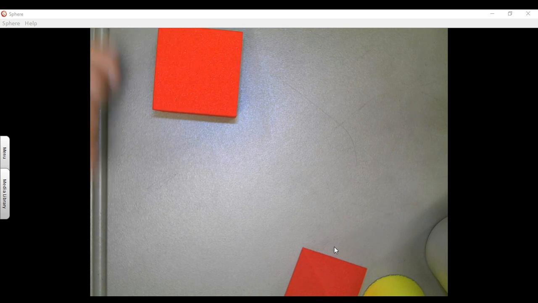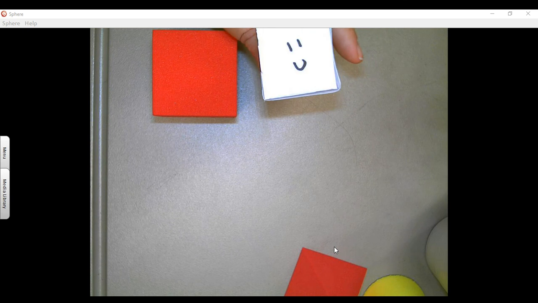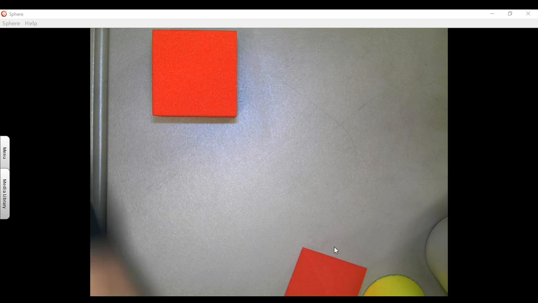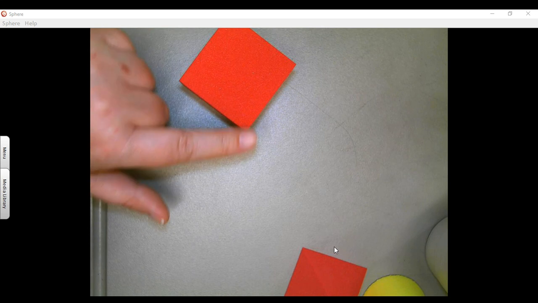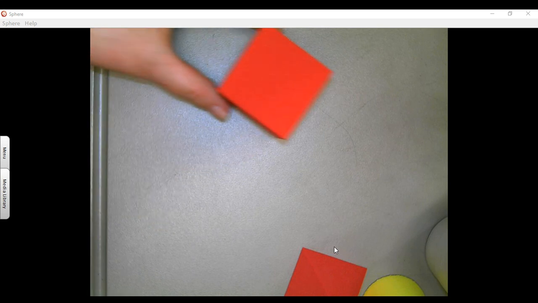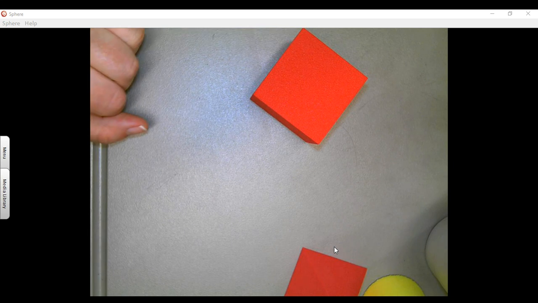The way I like to remember that the flat side of a shape is called a face is it is so flat I can draw a face on it. These corners, pointy corners, are called a vertex. If there's more than one, we call it vertices.